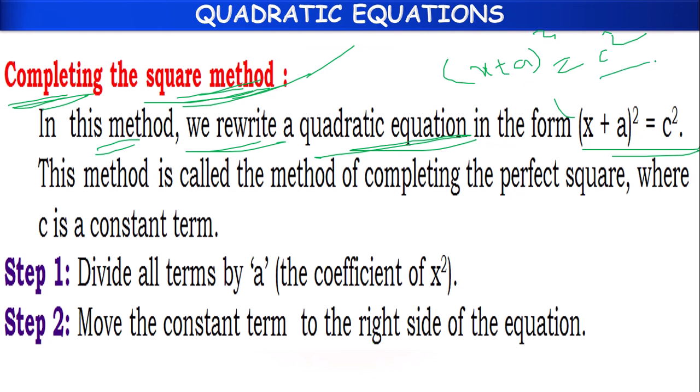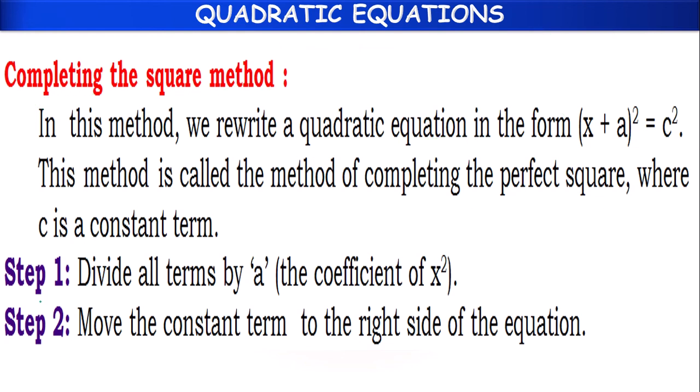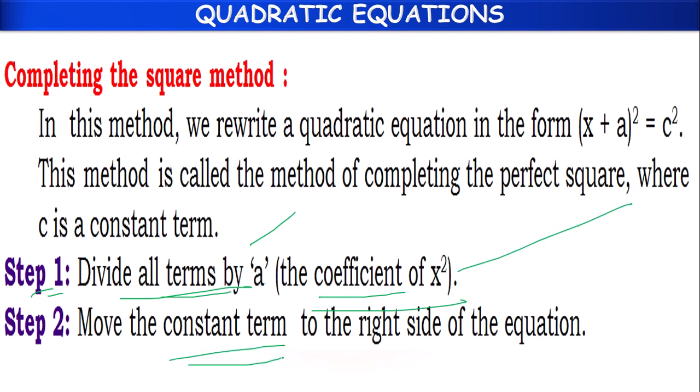In this, c is a constant term, where a is the coefficient of x square. In this, children, step 1 is divide all the terms by a, which is the coefficient of x square, and move the constant term to the right side of the equation.